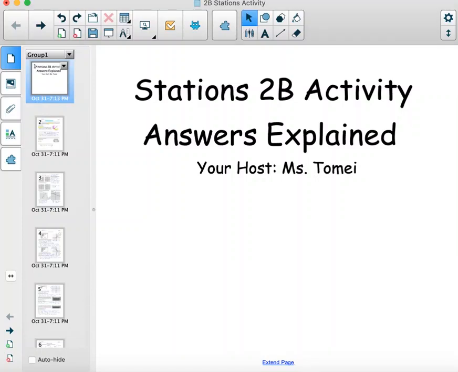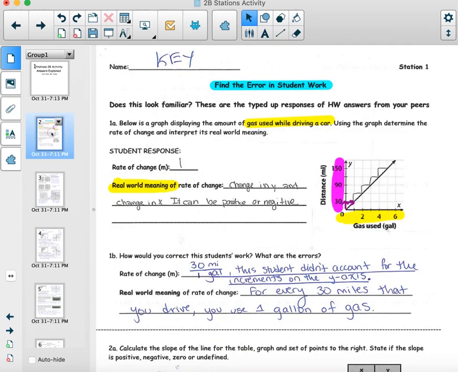Today I'm going to be going over the stations activity, and I will be explaining all the answers as well as addressing any potential questions that you may have. Alright, let's get started. So the first station asks you to find the error in the student work.